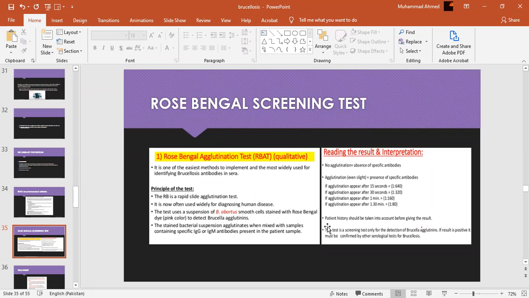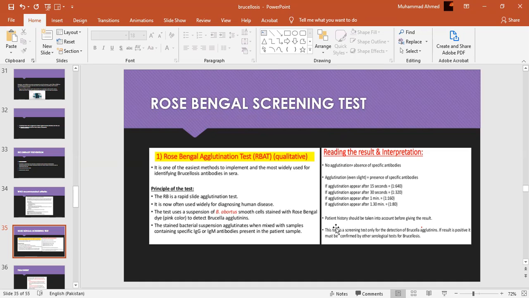The test uses a suspension of B. abortus smooth cells stained with Rose Bengal dye, pink in color, to detect Brucella agglutinins. The stained bacterial suspension agglutinates when mixed with samples containing specific IgG or IgM antibodies present in the patient sample. If no agglutination takes place, it means there is an absence of specific antibodies. But if agglutination occurs on the slide, it means presence of specific antibodies. And after some specific time intervals, different ratios of antibodies are shown.